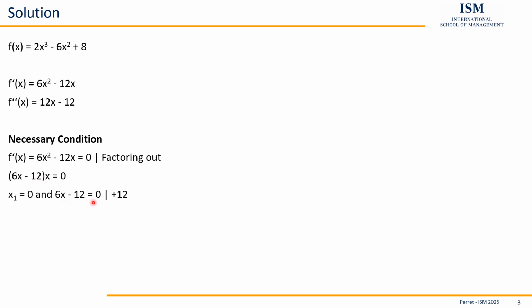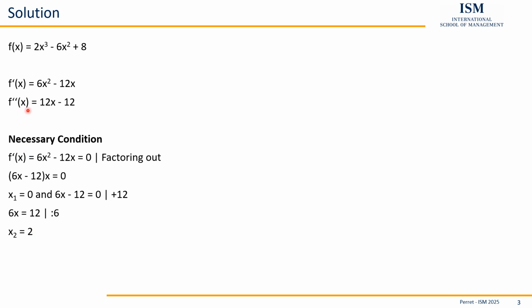So I set this equal to 0 and solve it for x. I go with plus 12, having 6x equal to 12, divide by 6, and I get as a solution x equal to 2. So I have two possible extrema, one at 0 and one at 2.